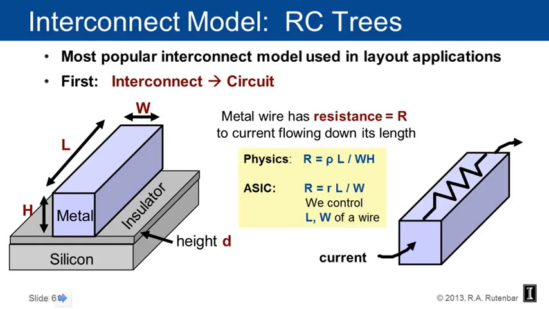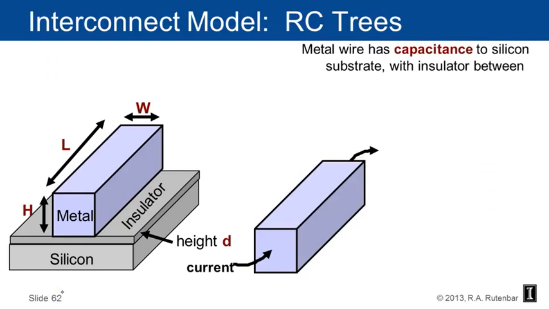That's the manufacturing process. So we're not going to use a rho. We're going to use just a little lowercase r for our formula. So the resistance R is lowercase r times the length divided by W, because I can control the length and I can control the W. So I can model the resistance of this wire to current flow. The other thing that this wire has, which is maybe a little surprising, is that it has capacitance to the silicon substrate.